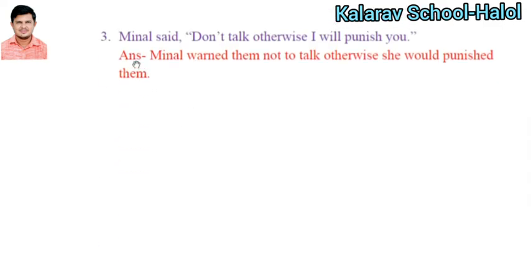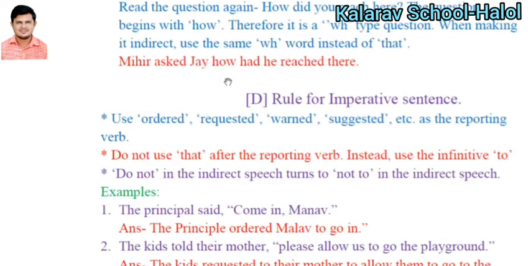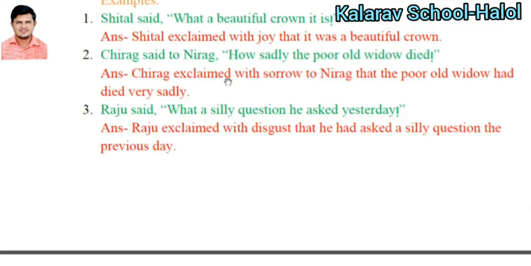Okay, another example. Minal said, don't talk otherwise I will punish you. Don't talk otherwise means a warning is given here by Minal. So Minal warned them, because nothing else is clarified here. So Minal warned them not to talk. Do not becomes what? Not to talk, otherwise she would. Why is she would used here? Because I will is there, and I stands for Minal, and Minal is a girl, so for a girl we use she. Will is here, but our rule is that a sentence in the present transforms into the past, so will transforms into would. Punish them. So friends, these are the rules according to the sentences of direct and indirect speech.